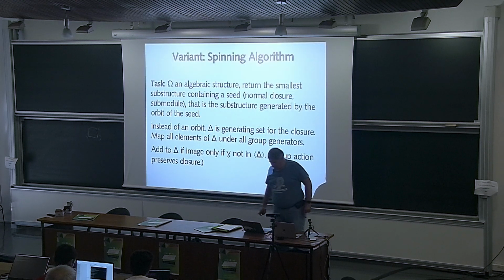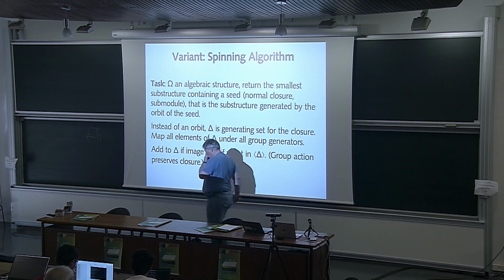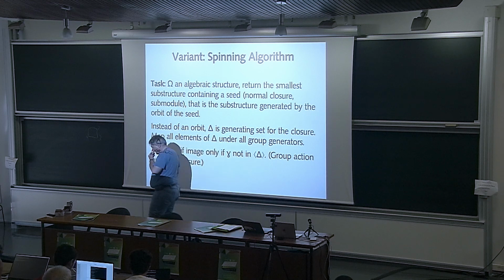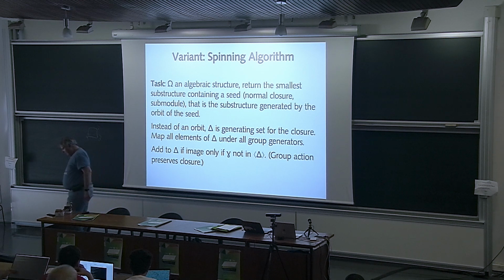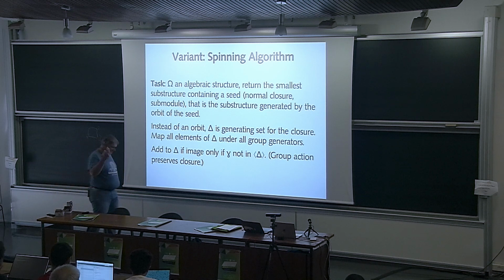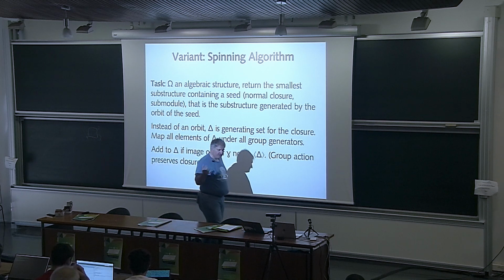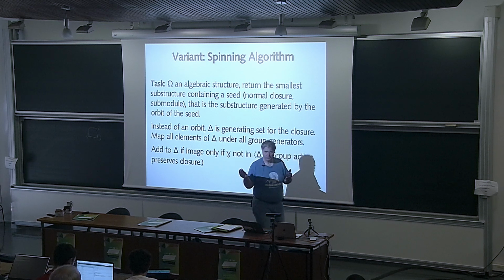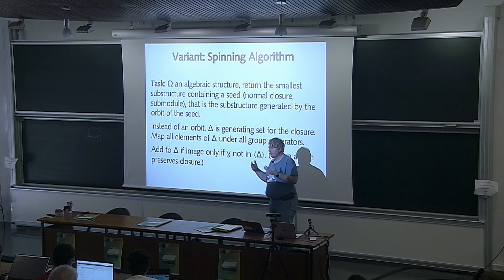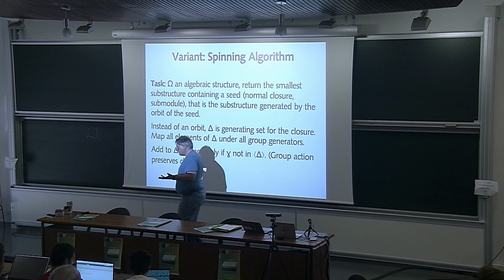Let me mention 2 variants of the orbit algorithm, because we will encounter them later. One is, if the group acts on an algebraic structure, and I take an element of the algebraic structure and calculate the orbit, it often is meaningful to look at the substructure generated by the orbit. For example, that's how you get normal subgroups. That's how you get submodules.